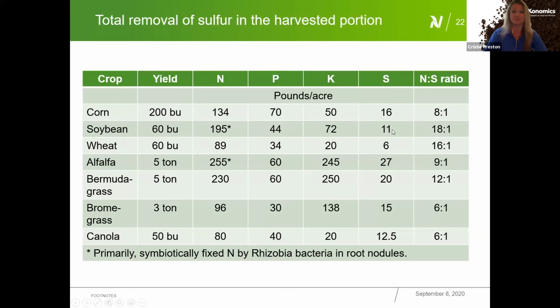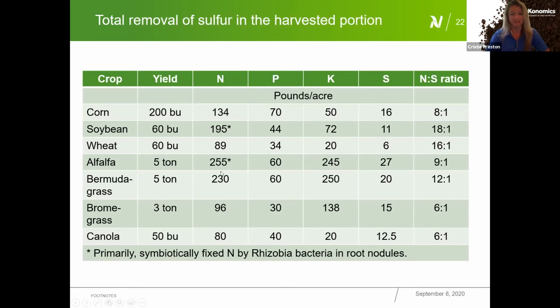Use this to make sure that I'm applying what I removed, but at the same time, if I'm looking at producing 200 bushels of corn this upcoming year, I need to make sure that I at least have 16 pounds of sulfur out there that's available for plant uptake.